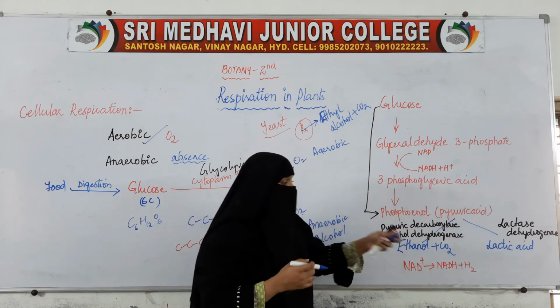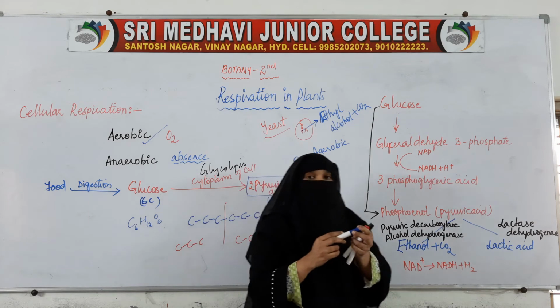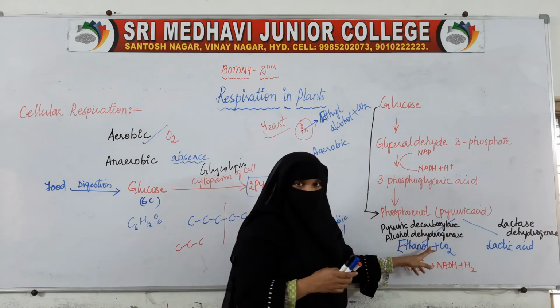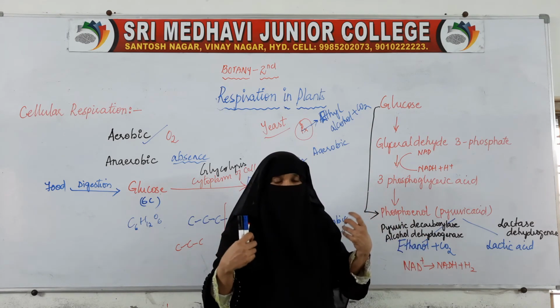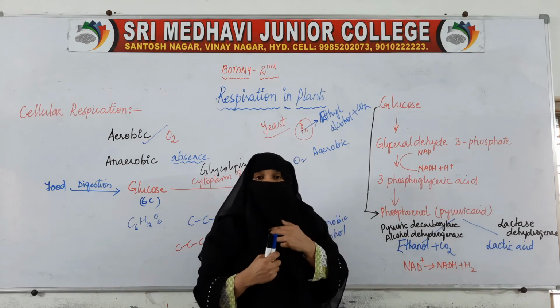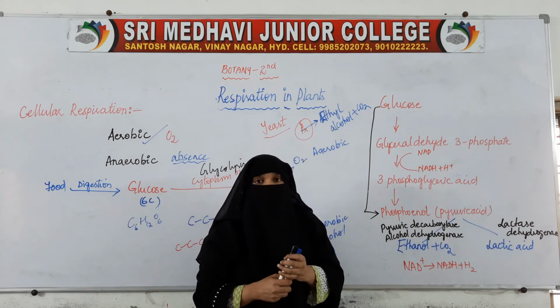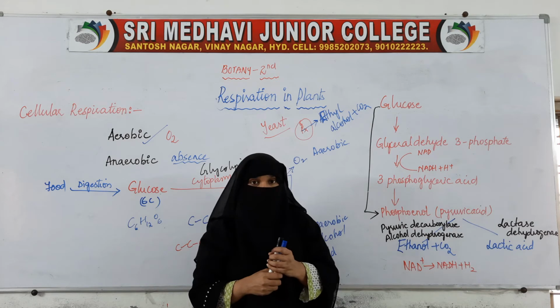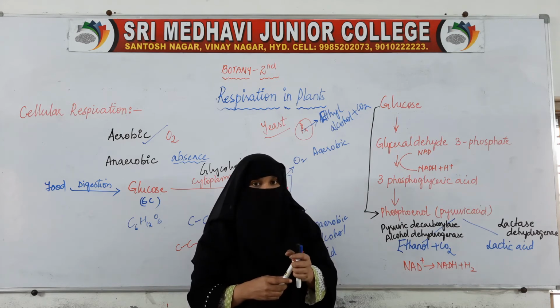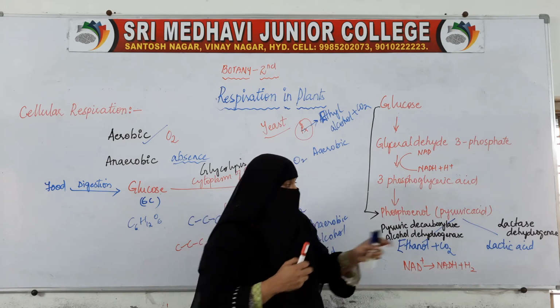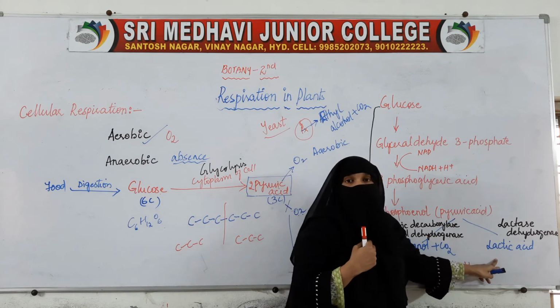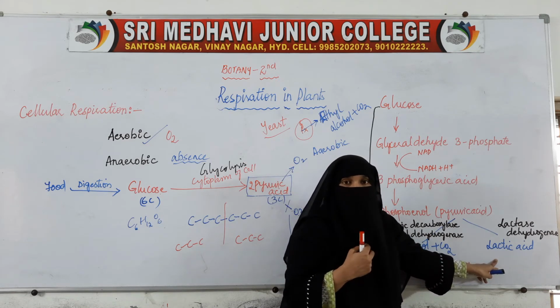For example, if it takes place in muscle cells instead of yeast, if our muscle cells, animal muscle cells, do not get oxygen, then pyruvic acid will change into lactic acid.